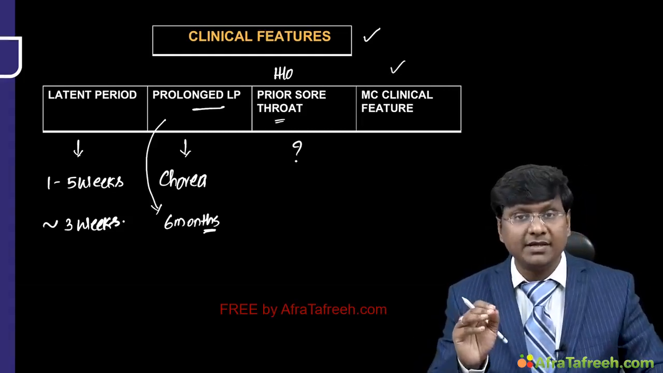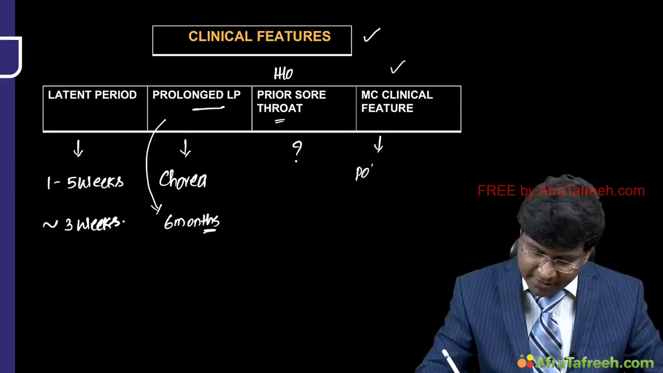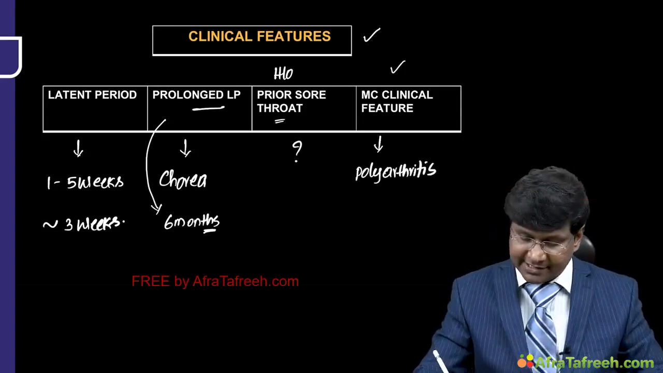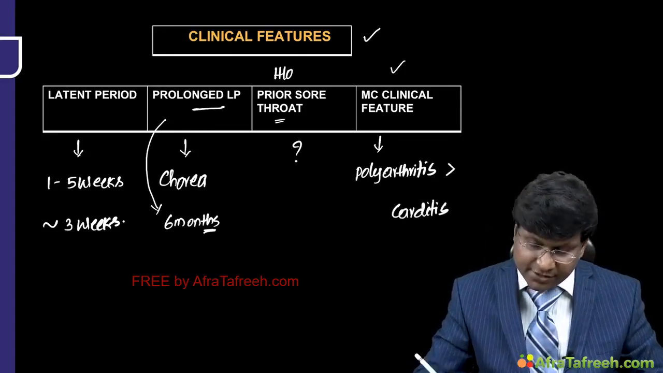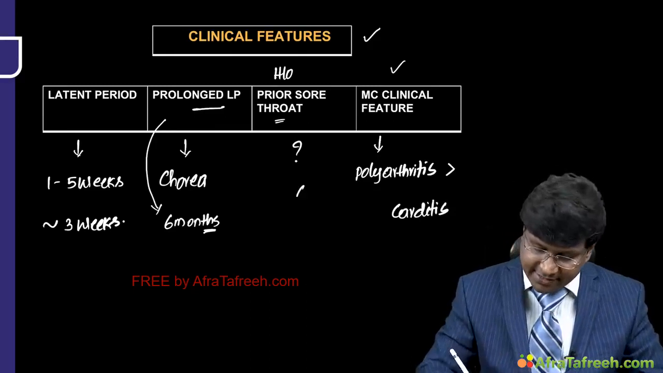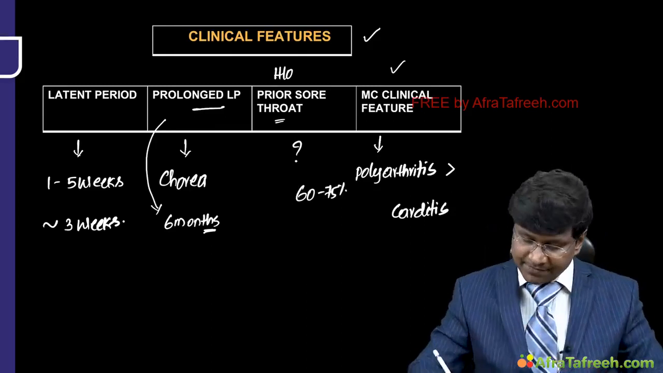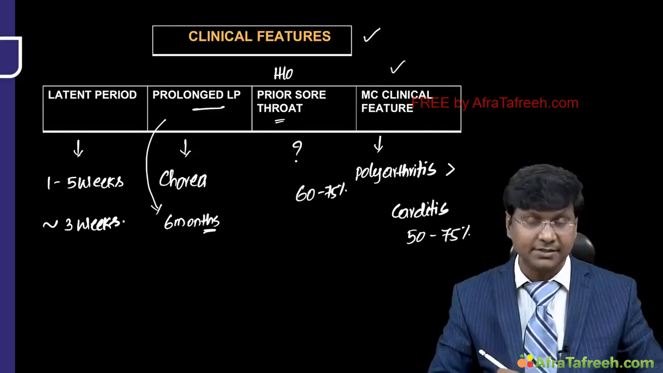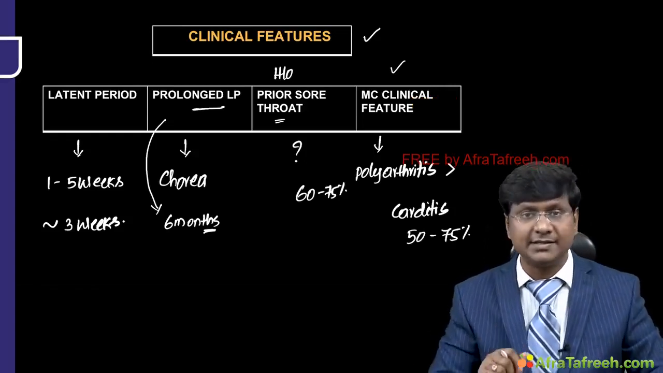Now, what is the most common clinical feature in patients with acute rheumatic fever? Remember, it is polyarthritis, and that too involving the large joints. After polyarthritis, it is followed by carditis. In percentages, polyarthritis is seen in nearly 60 to 75% of individuals, but carditis is seen in around 50% to a maximum of 75% of individuals. So polyarthritis is the most common manifestation, followed by carditis.